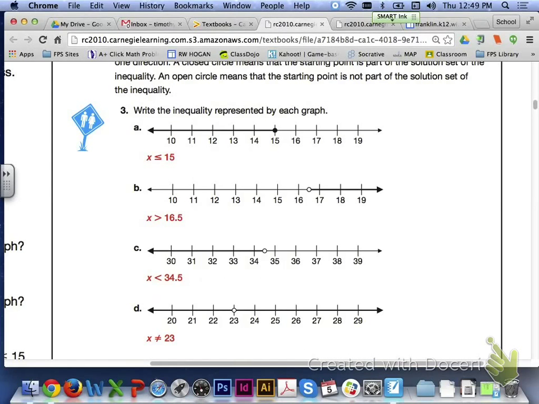If we take a look at our answers for number 3, for letter A, we're going to have x is less than or equal to 15. Letter B, x is greater than 16.5. Letter C, x is less than 34.5. And for letter D, x is not equal to 23. Notice that the arrows are going in both directions for letter D.